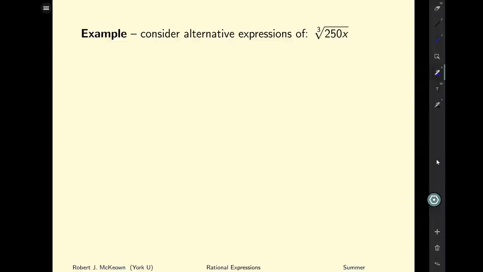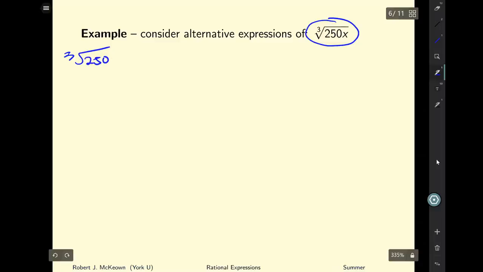Let's do two things with this question. First, I'm going to show you some alternative expressions for this radical expression, and then I'm going to simplify it into as simple an expression as possible. There's a connection between these square roots, cube root expressions, and exponents. So I could rewrite this as an exponent like that.